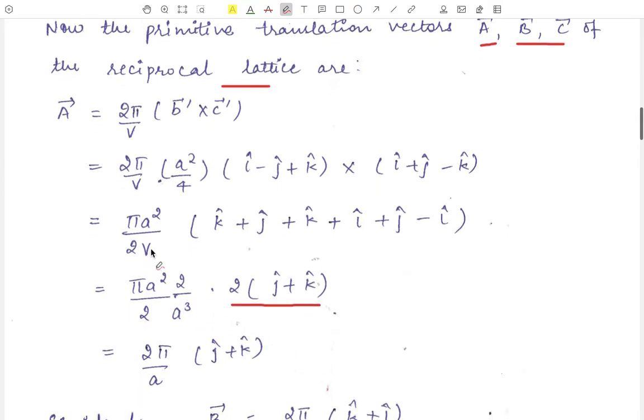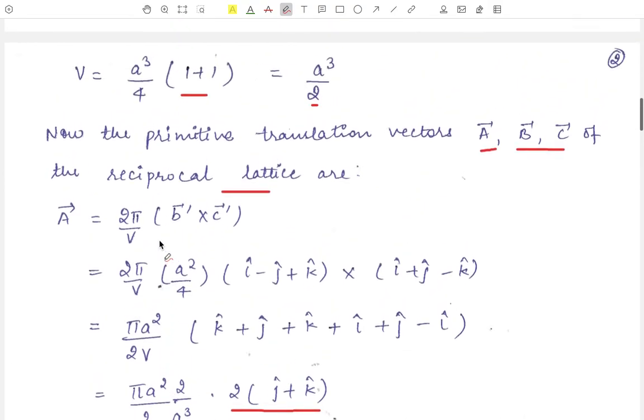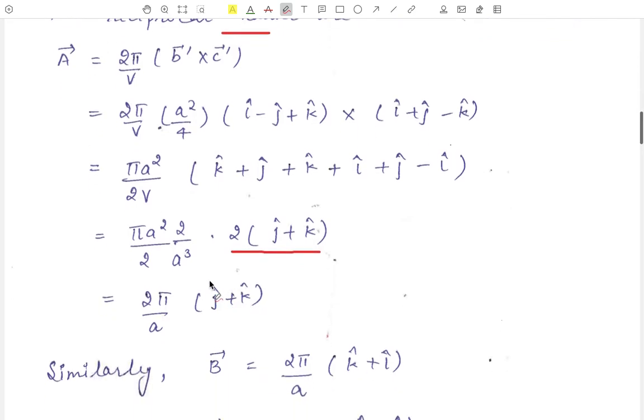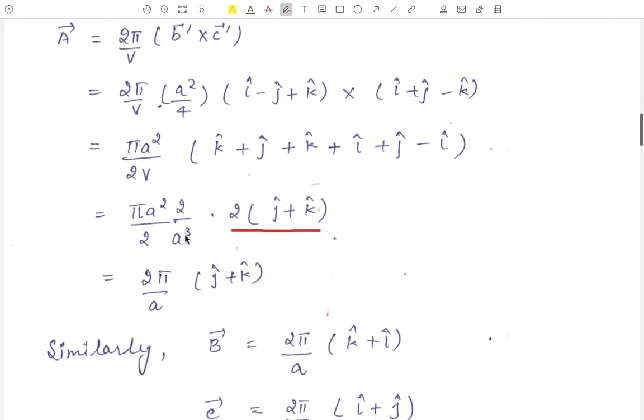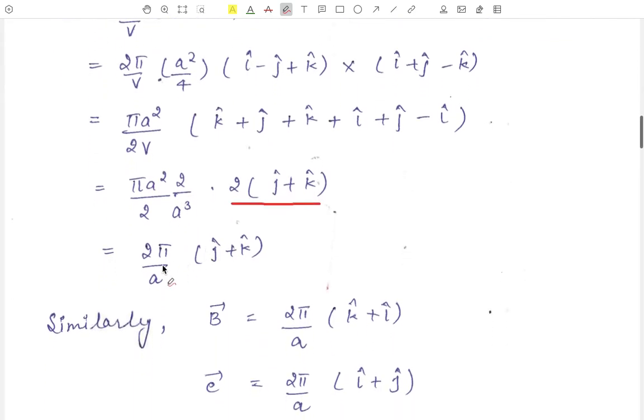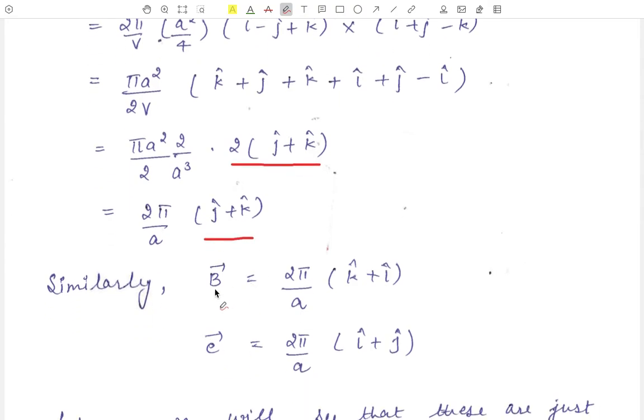ठीक है, अगर हम यहाँ पर V की वैल्यू भी पुट करते हैं a क्यूब अपॉन 2, here we have a cube upon 2, then using these calculations we get capital A vector is equal to 2 pi upon a into j vector plus k vector. In the same way we can find out the values of capital B vector and capital C vector. Capital B vector will be equal to 2 pi upon a k plus I and C vector 2 pi upon a into I plus j.